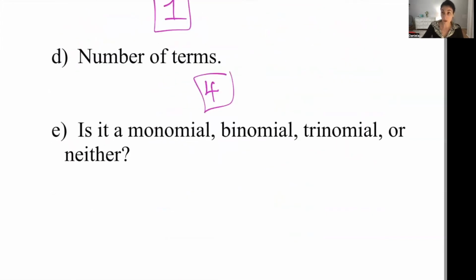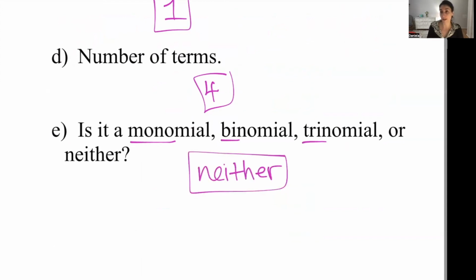Is this a monomial? In other words, that means 1 term, binomial, 2 terms, trinomial, that's 3 terms, or neither. Well, given that this is 4 terms, that is going to be neither. So we would just call this a degree 4 polynomial.